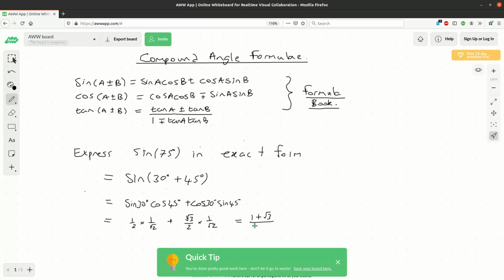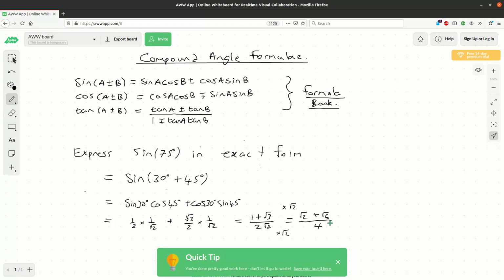Because you wouldn't have to do this, we've expressed it in exact form now. You could leave the answer like that. But just to prove to you it's exactly the same answer as the calculator, if I times top and bottom by root 2, you're going to get root 2 plus root 6 over 2 root 4, and that's the calculator answer. So there we go. We can now express it in exact form, and we can show that that's the exact form. So that's one possible example where you might need compound angle formulae, but there are many more, many more.